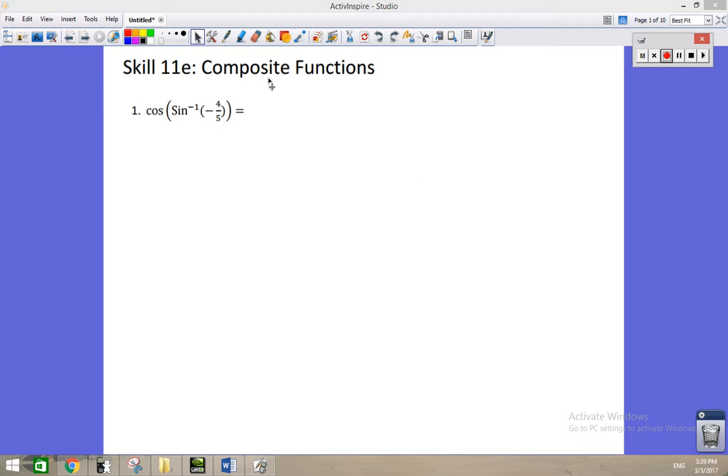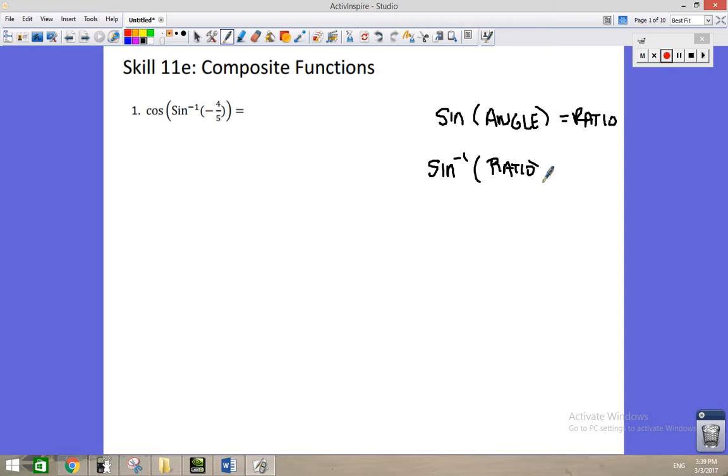Let's take a look at these composite functions. Remember that you take the sine or cosine of an angle and the output is a ratio. When you're talking about inverse functions, the domain and range switch. So the input for inverse is a ratio and the output is an angle. Alright, so make sure you can keep that clear.